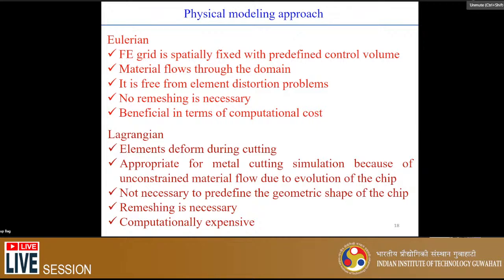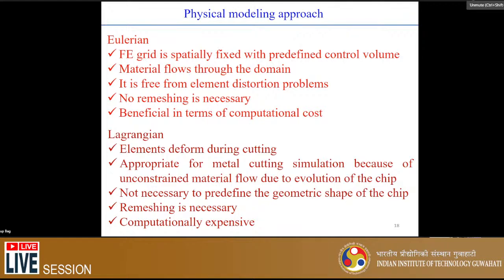But depending upon the problem, in the metal cutting process the Lagrangian approach, even though it is computationally expensive, may be required to understand the different physical aspects associated with the metal cutting process.